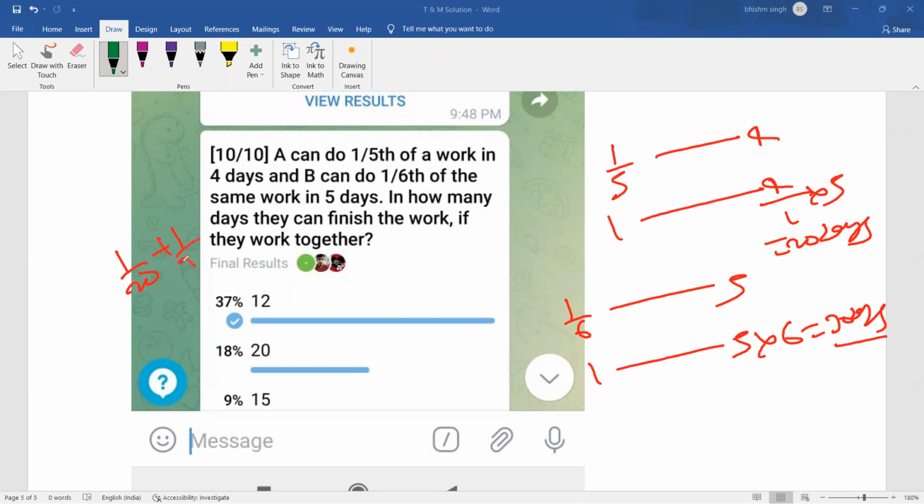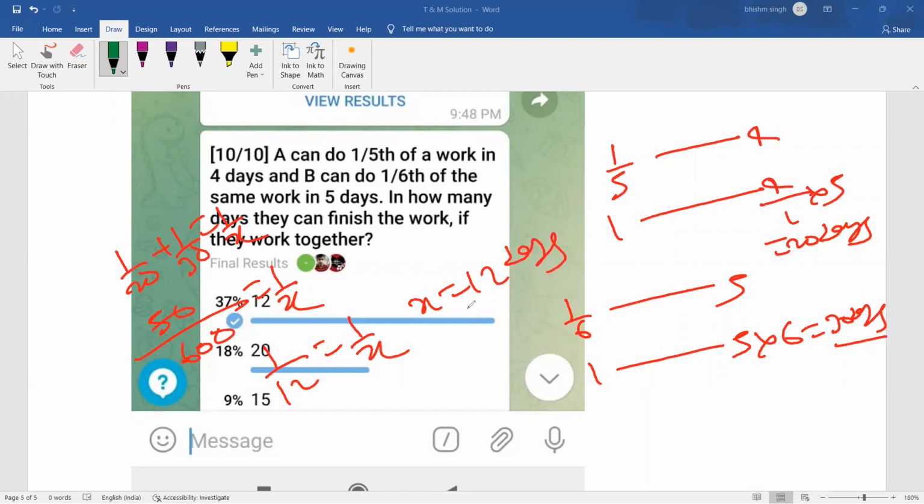1 by 20 plus 1 by 30 equal to 1 by x. This is 50 divided by 600 equal to 1 by x. 1 by 12 equal to 1 by x. X is equal to how much here? 12 days. In how many days can they finish the work if they work together? In 12 days they will finish the entire work. This is the answer.